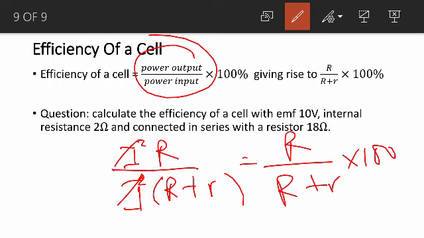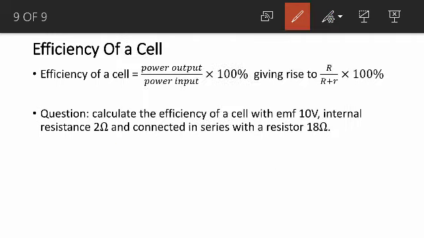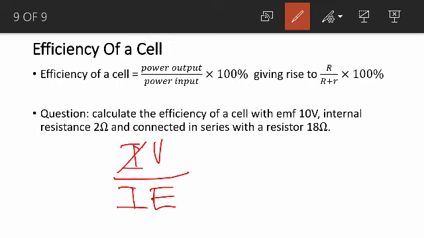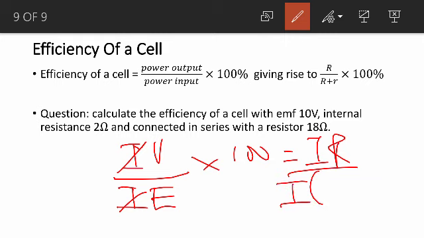Okay, now another way we can see this is that the power output can also be IV, that means the current times the terminal voltage, divided by the power input, which is the current times the EMF of the cell. So as I cancels I, remember, times 100, your V here is also equal to IR, and your E here is I into R plus r. So you see this cancels this, and we are still left with R over R plus r times 100%.